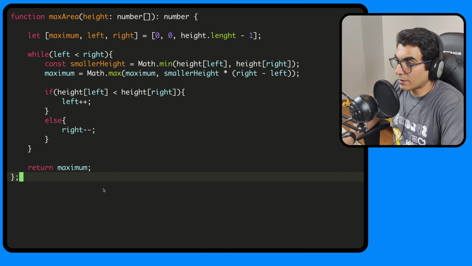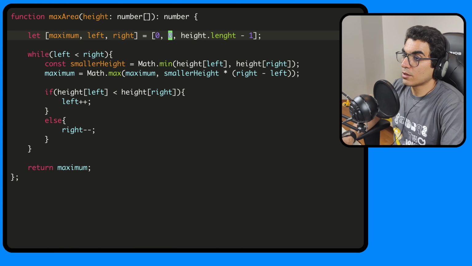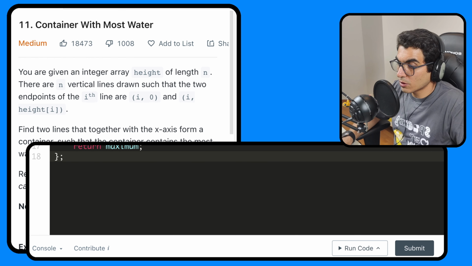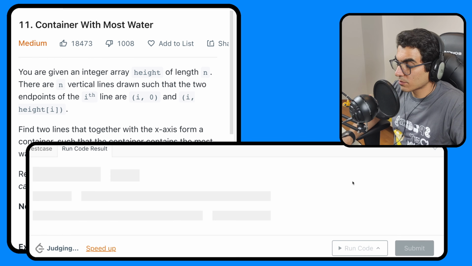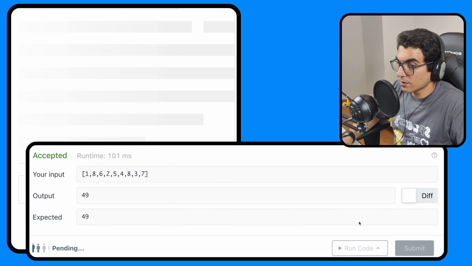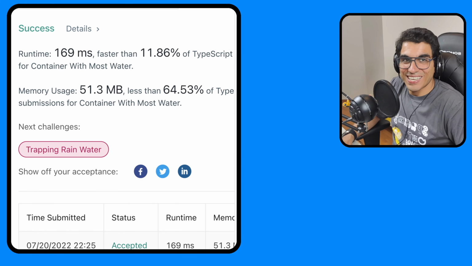Oh, so I see we have a typo at line 3 on length as well. So let's jump to that real quick and fix this. Okay, so let's run the code first. Okay, it passes all the test cases. Let's just submit it then. And yes, we got an accept.